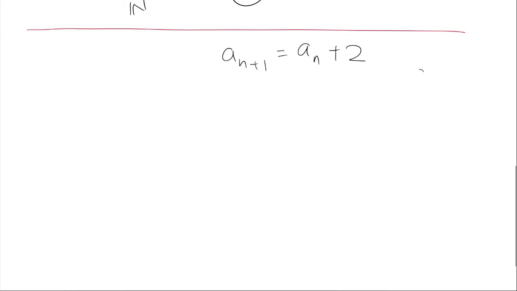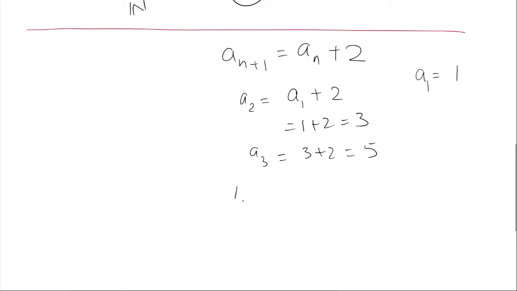So let's say the first term of the sequence is 1. Now if the first term is 1, what is the second term? Well, the second term is the first term plus 2, which is 1 plus 2, which is 3. What is the third term? 3 plus 2, which is 5. So we can write the sequence as 1, 3, 5, 7, 9, and so on. So this is another way you can write a sequence in a recursive way.